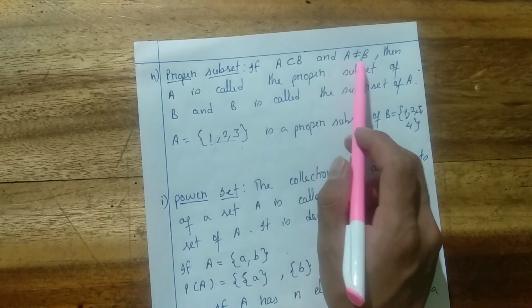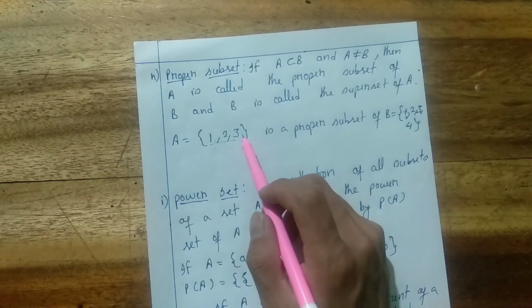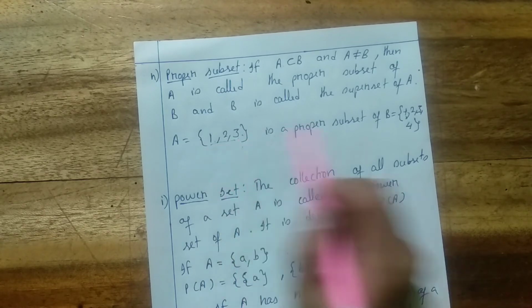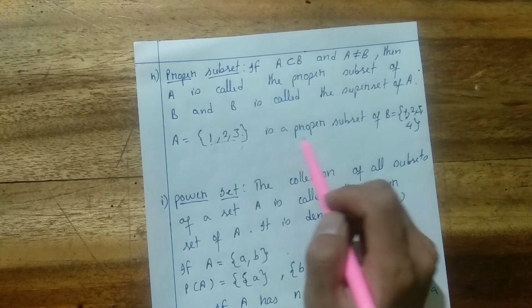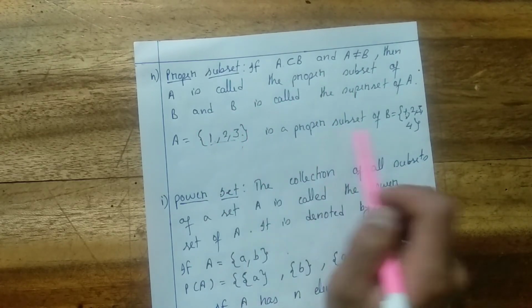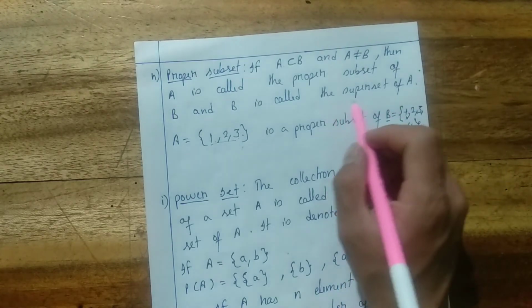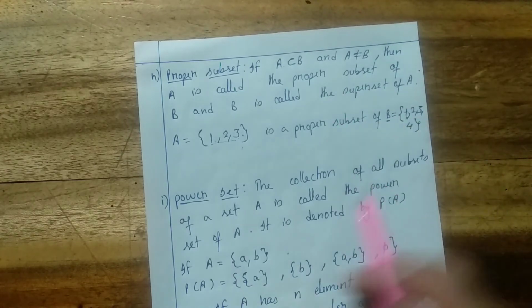And A is not equal to B. Here we have 4, but here we don't have 4. Set A doesn't have 4, but set B has 4, which is not equal. So this is a proper subset of B, which means B is called the superset of A. B is called the superset of A.